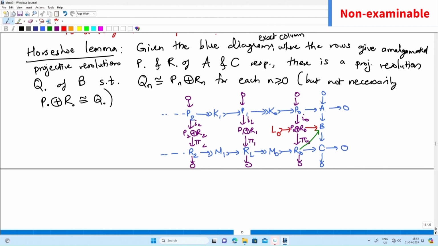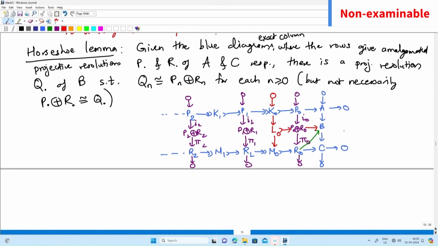Okay. Now, imagine the snake lemma situation with two exact columns. See these two columns, P0, P0 direct sum R0, R0, A, B, C. This is exactly the snake lemma situation. So therefore, and it is like two full exact sequences, 5-term exact sequences. So therefore, I know by snake lemma that there exists this one and then a snake map to 0 and then something in the middle.